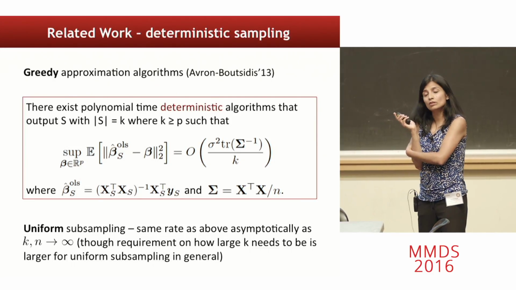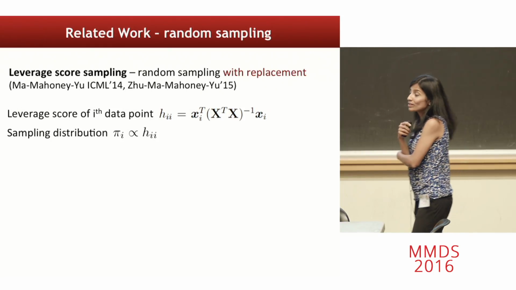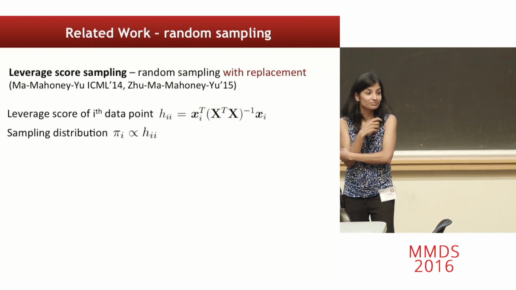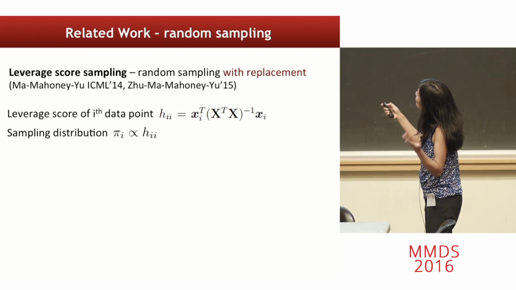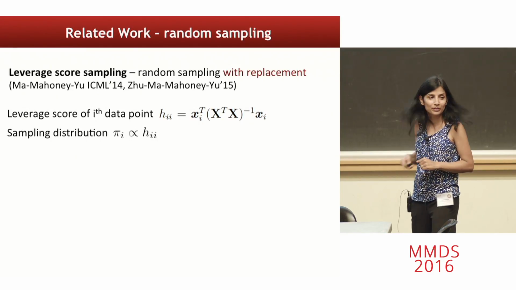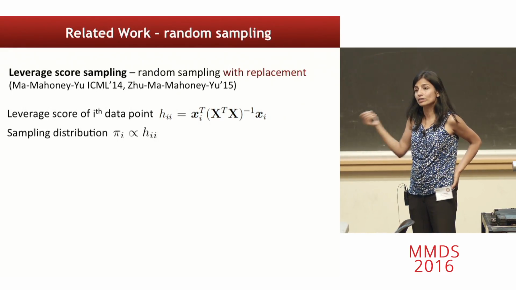So this is one of the algorithms we'll compare against at the end. I also wanted to mention another one, which is by Ma, Mahoney, and Bin Yu, and I guess there was another follow-up paper they had on arXiv, where they were looking at leverage scores and how leverage scores do when used for the linear regression problem.